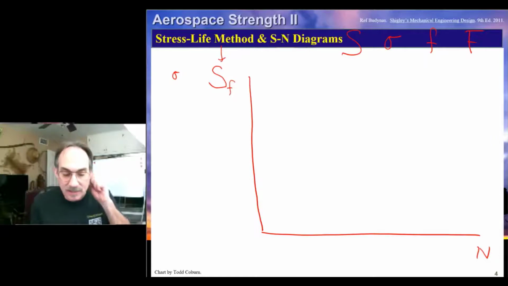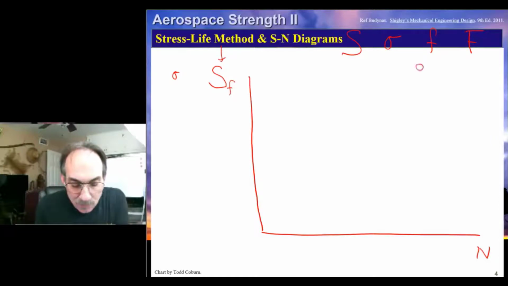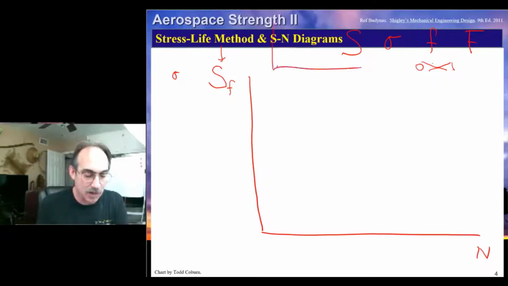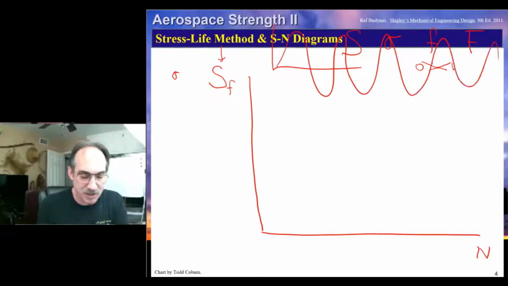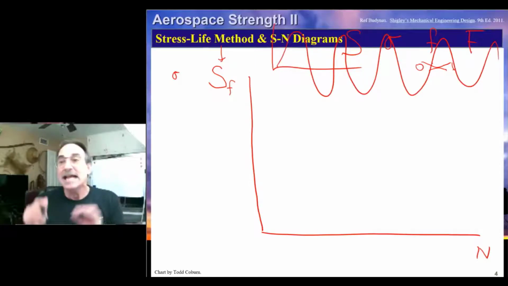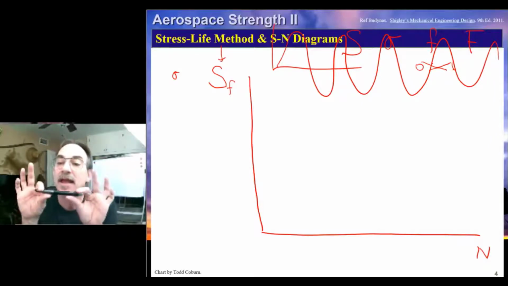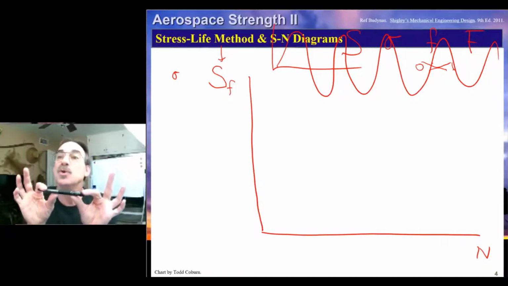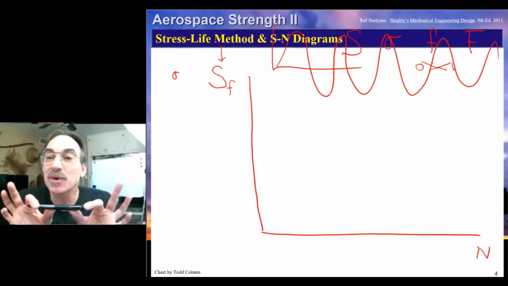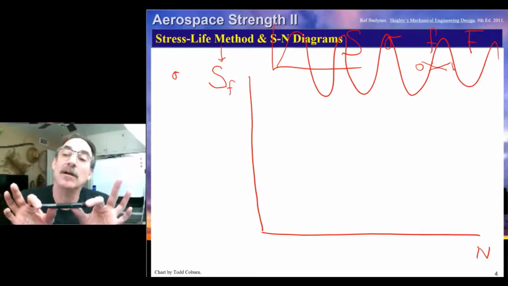Now, remember we're dealing with these perfect, polished, pristine samples under fully reversed bending, which means they're rotating as they're bending so that each point has a nice sinusoidal load going from tension to compression like this. Now, if we take that sample, and let's say we take the first sample and load it up to FTU, how many cycles do you think that's going to be good for?